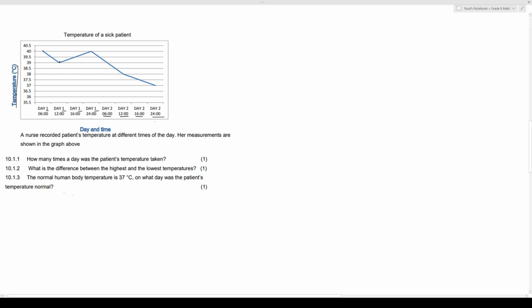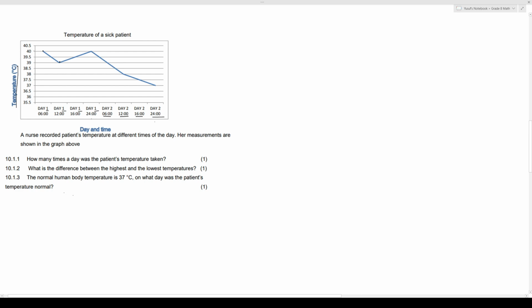So if I look at the graph above, on the x-axis or on the horizontal axis I have the days along with the times, and on the vertical axis or the y-axis I have the temperature in degrees Celsius. If I'm interpreting this graph, I can see that on day 1 the temperature of the person was 40 degrees. During the course of day 1 the temperature then decreased and thereafter increased, and on day 2 the temperature of that person decreased.